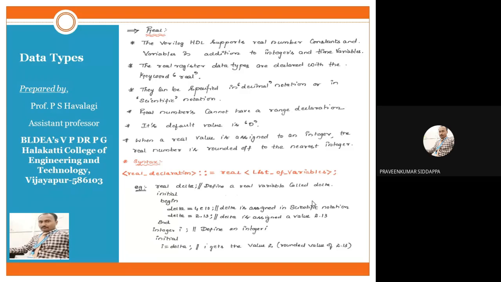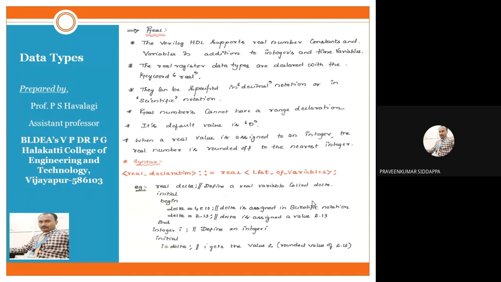Its default value is 0. Remember it. Whenever we write any real data type, the default value is 0. If you don't provide any input value, it will take 0 by default. When a real value is assigned to an integer, the real number is rounded to the nearest integer. Remember, it will take the nearest integer value.